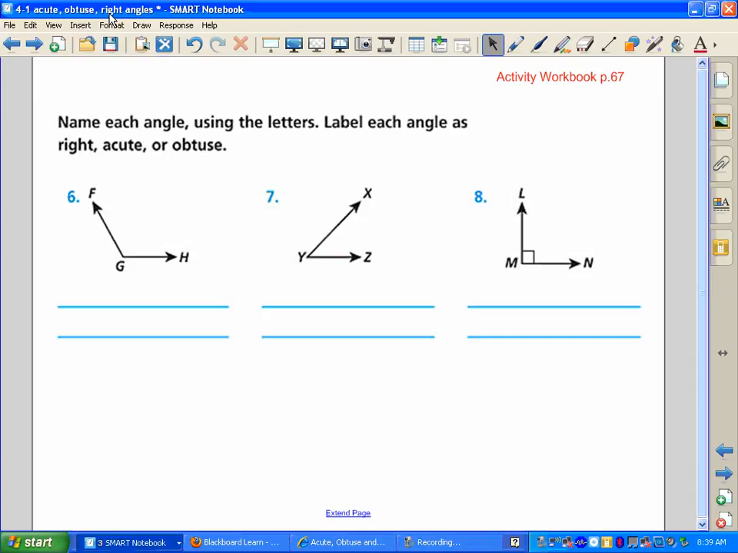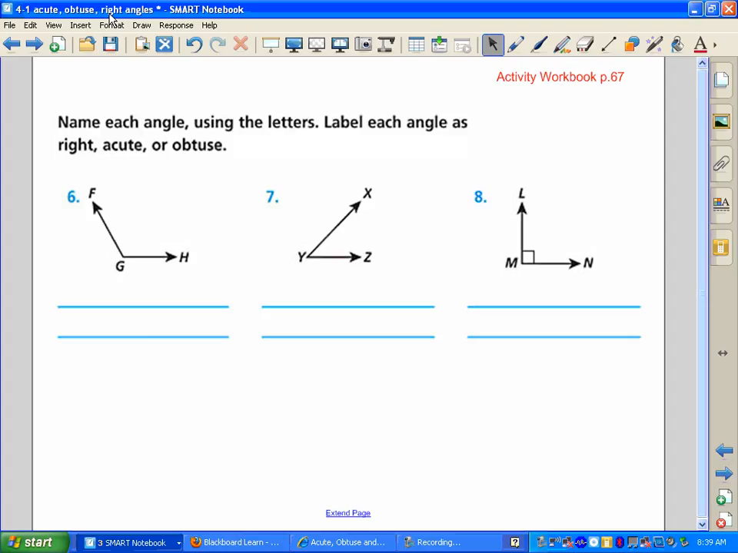In your activity workbook, page 67, you should have it out. You should have torn out pages 71 and 72 to take home and give to your parents. This is your family letter. Okay, let's look at these. We're going to work together to do this.